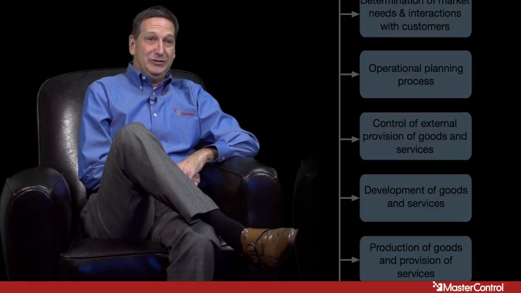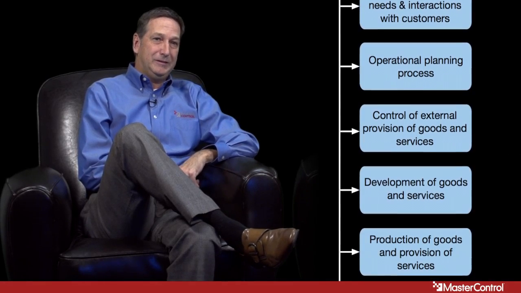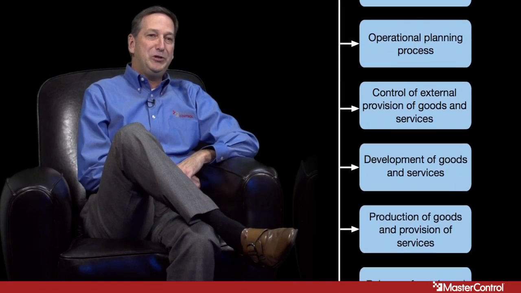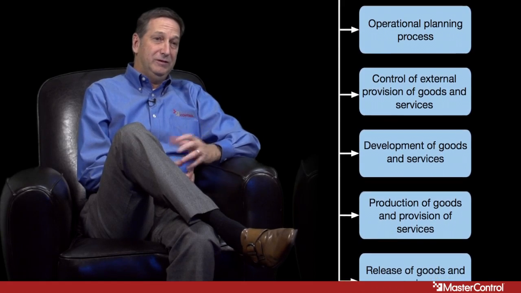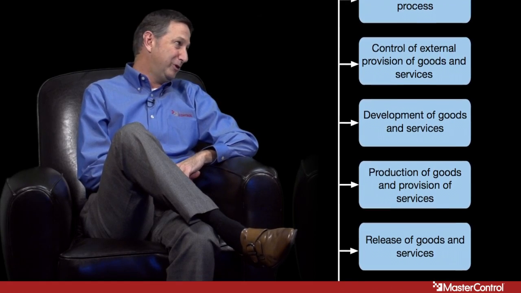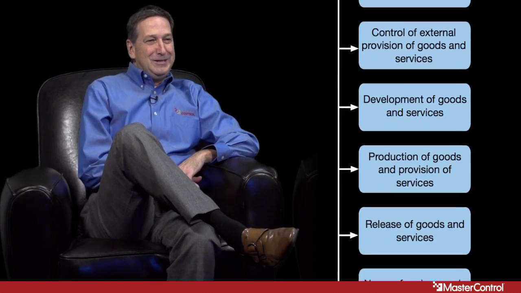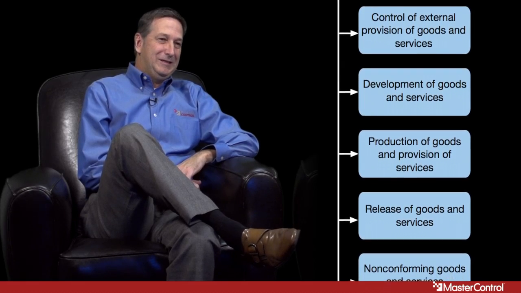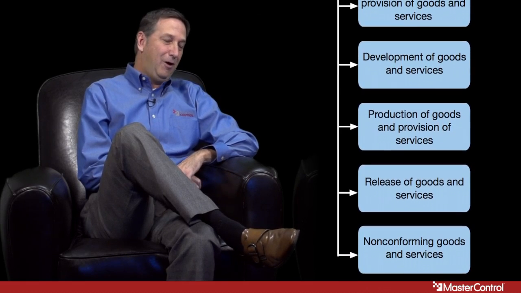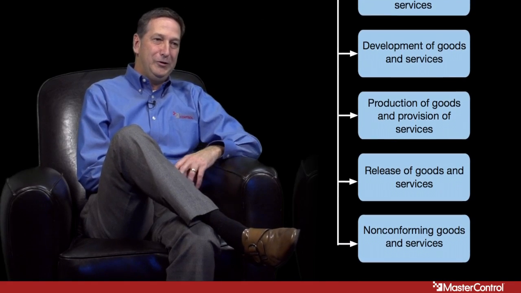Yep. Control of external provisions of goods and services is also there. So that's all your supplier management systems. Development of goods and services is also related to supplier management, of course. And the production. It took us 6, 7, 8 different items before we even got to the actual production part of it. Yeah. So lots of planning goes into that prior to it. Release of goods and services, so the testing and the release aspects of it as well, all firmly spelled out within this new standard. And then nonconforming goods and services, what to do with exception handling when things don't conform.